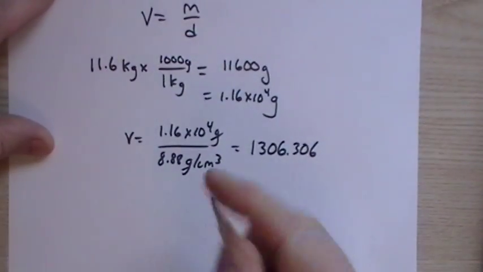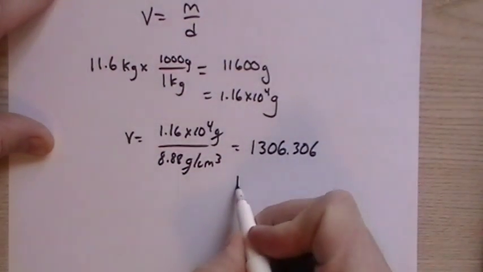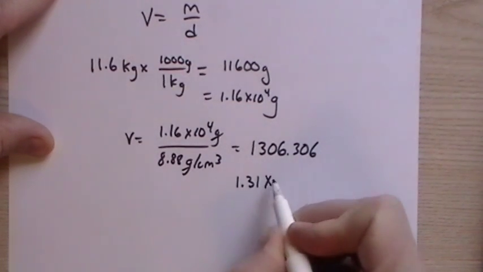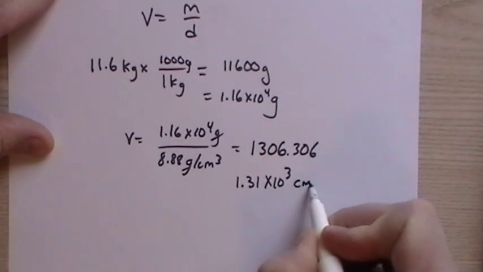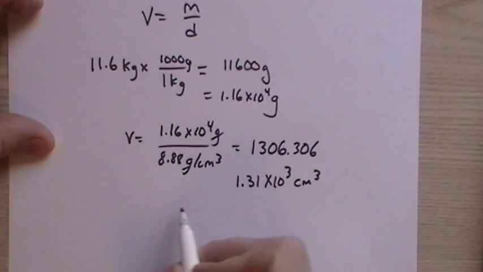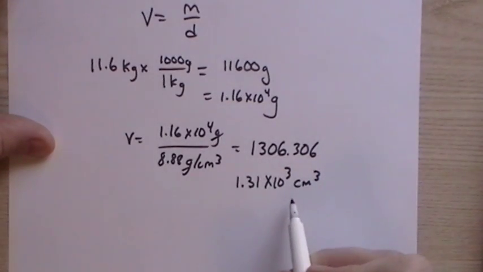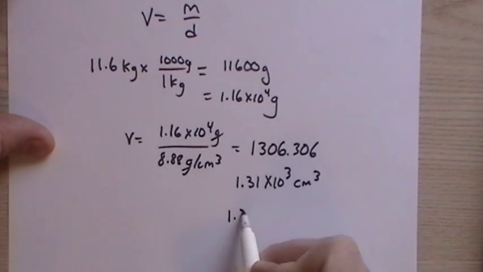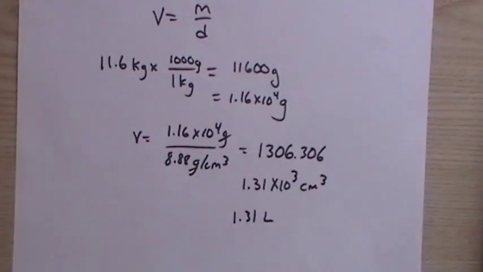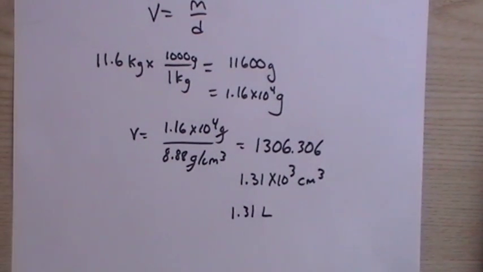Then we have 3 significant figures for both. So this is 1.31 times 10 to the 3rd cubic centimeters. And we want the volume to be in liters, so that's going to be 1.31 liters. I did that conversion pretty quickly, but we've done it before. So a lot of stuff there, but that's about as tough as you can make the problem.